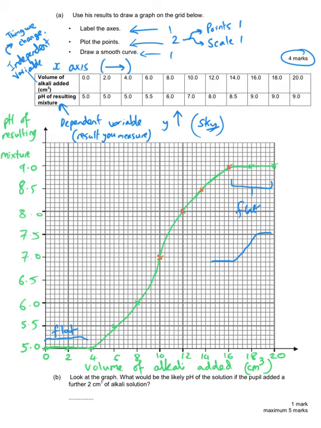And last of all, it says look at the graph. What would the likely pH of the solution be if the solution added a further 2 centimetres cubed of alkali? And so we need to take our line and kind of continue it along. So at 20, we had a pH of 9, and it looks like it's flat. We've already said it looks flat. And so we could expect that pattern to continue. And so therefore the answer, and the only acceptable answer, is 9, or I suppose 9.0. But you know, they're both the correct answer. Nothing else will do.